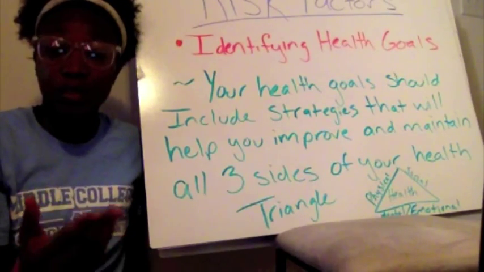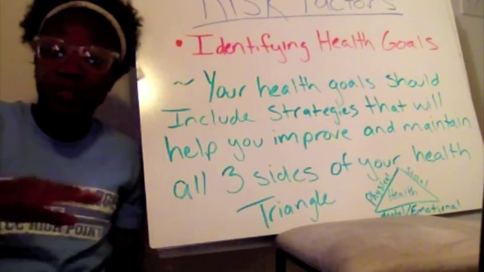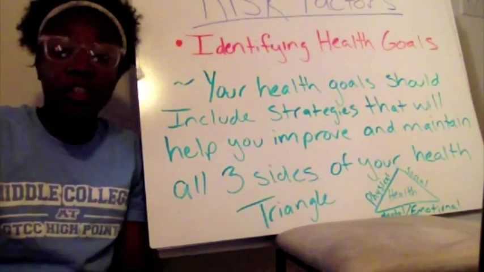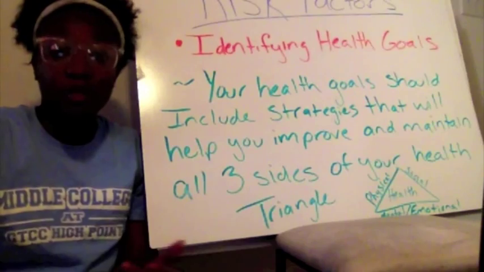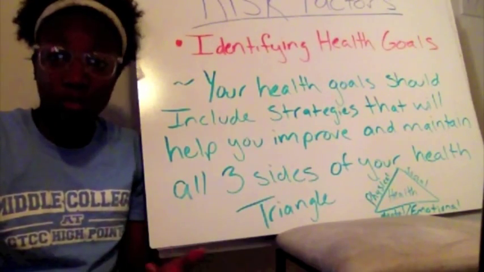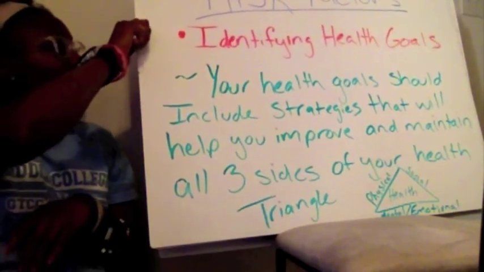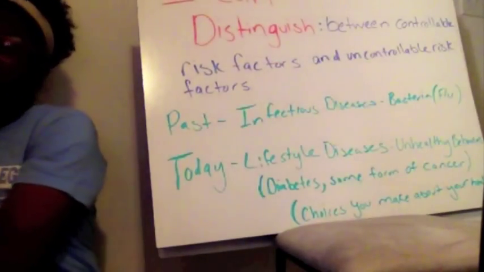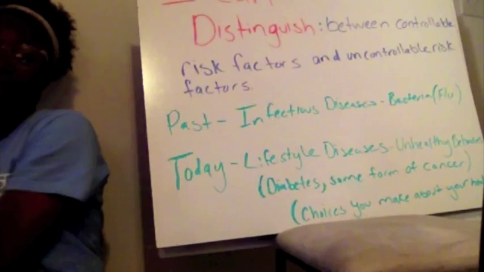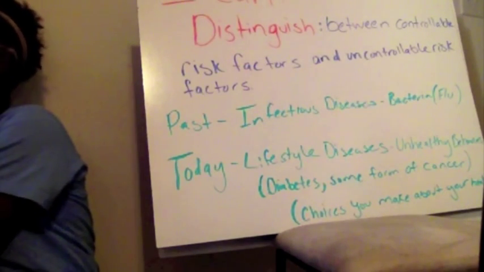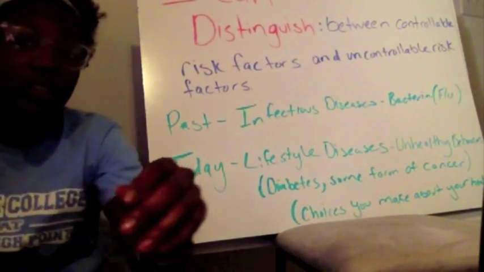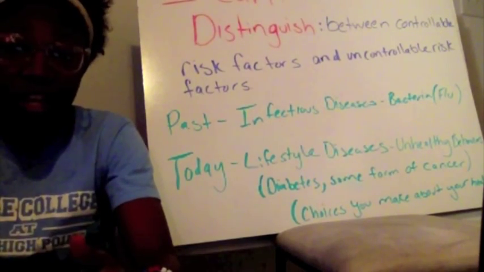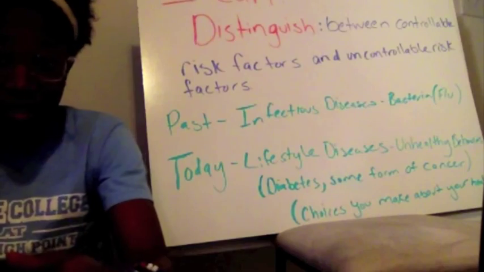Just to review, the three sides of the health triangle, your triangle that you should remember all year, are physical, emotional, and mental, and then lastly, social. So, your I can statements. It's only one. I can distinguish between controllable risk factors and uncontrollable risk factors.